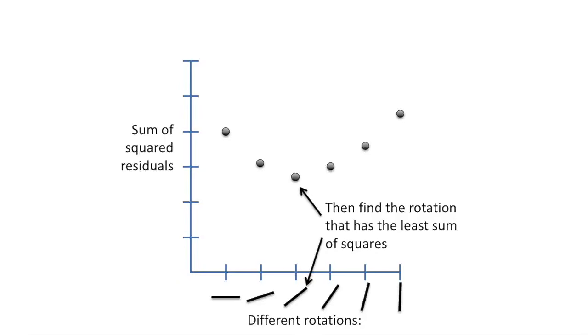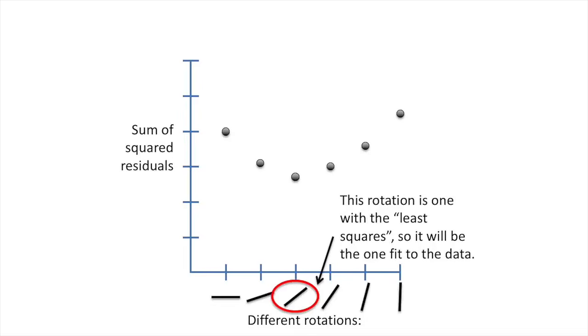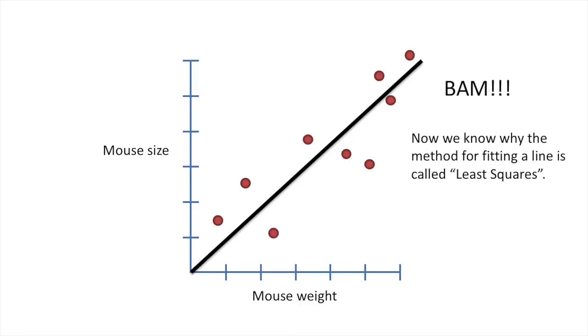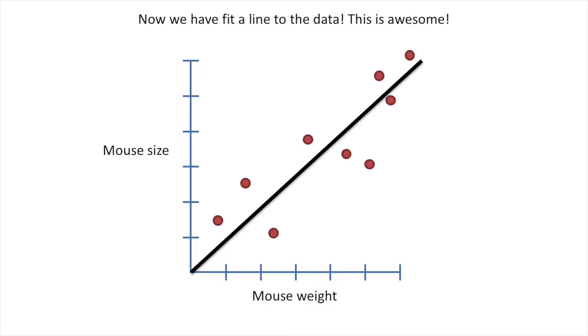More details about how this is actually done in practice are provided in the StatQuest on fitting a line to data. So, we see that this rotation is the one with the least squares, so it will be the one to fit to the data. This is our least squares rotation superimposed on the original data. Bam! Now we know why the method for fitting a line is called least squares. Now we have fit a line to the data. This is awesome! Here's the equation for the line.